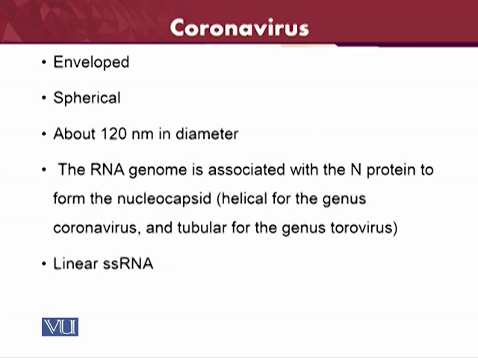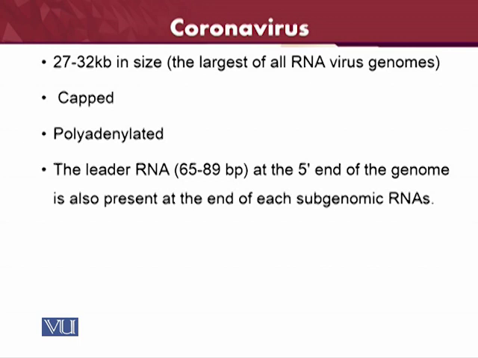And it is linear single-stranded ribonucleic acid that is present inside their genome. The size is 27 to 32 kb, and these are the largest of all RNA virus genomes. This is again one of the largest viruses, the coronaviruses. They are capped, and of course they are polyadenylated, with the cap and the linear RNA at the 5' end of the genome also present at the end of each subgenomic RNA.